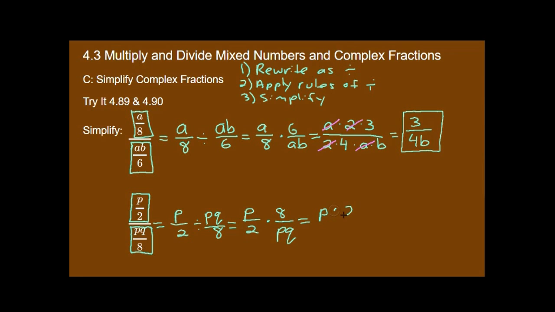P times 2 times 4, right? 2 times 4 is 8, divided by 2 times P times Q. And then I can cancel out things that are on the top and the bottom, get rid of my 2's, get rid of my P on the top and the bottom, and I'm left with 4 over Q. This is your answer. Check your answers.